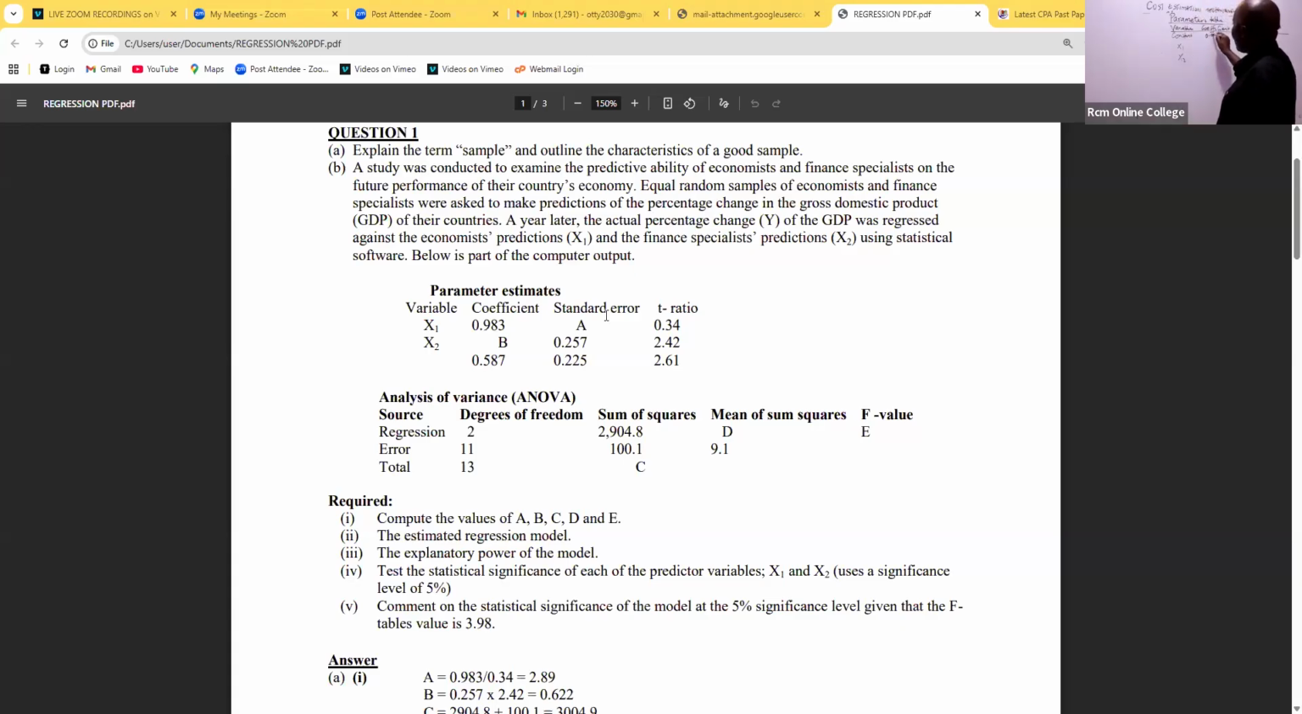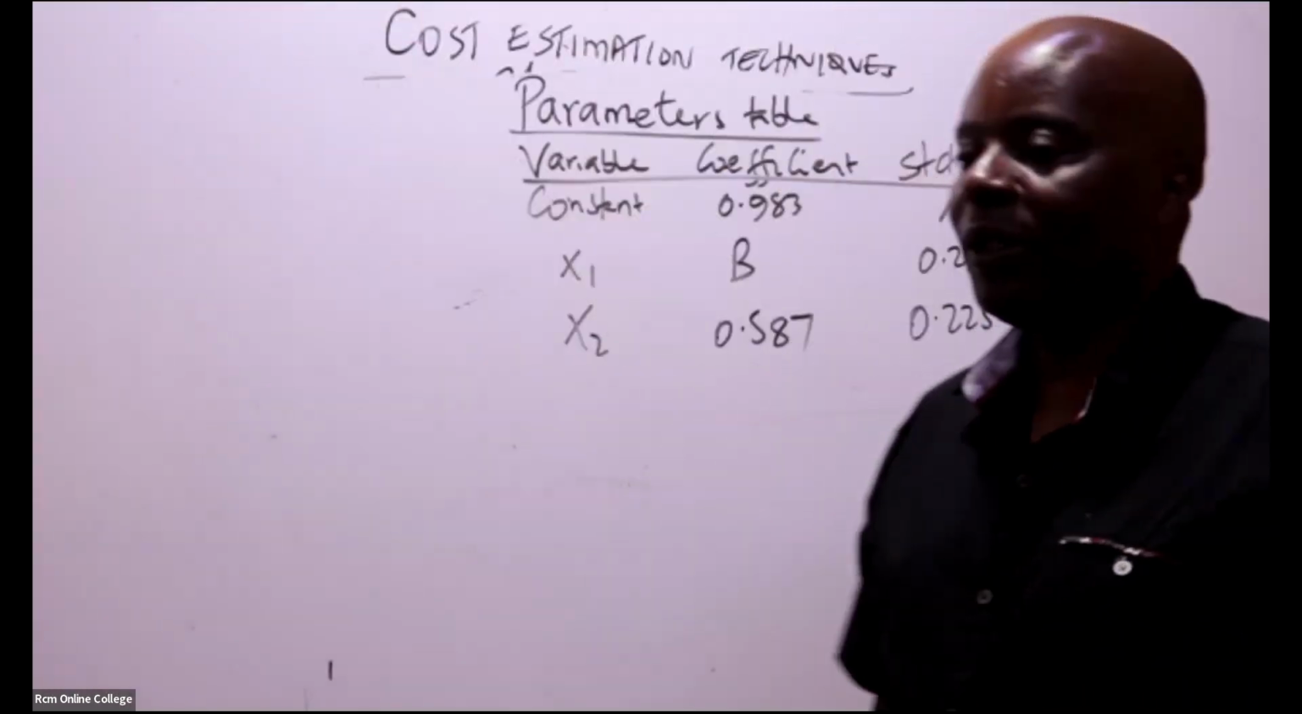So we have here 0.983. Then we have B, 0.587. Then we have the standard error. The first one there is A, 0.257. Then we have 0.225. Then we have 0.34, we have 2.42, sorry. And then lastly, 2.61. So kindly copy this table down. What we skipped here, under the variable, we have a constant immediately beneath there. So just copy this table the way I've drawn it here.